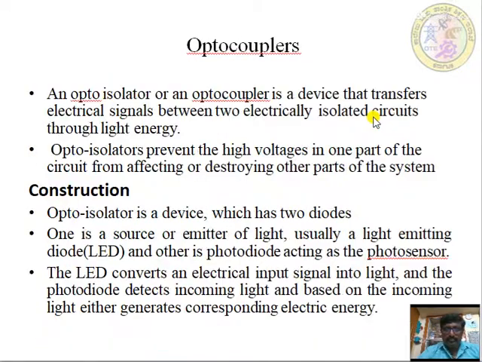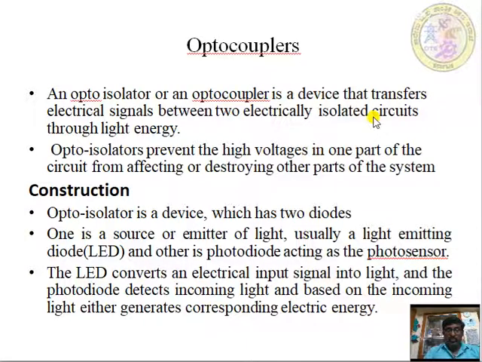Next, optocoupler. An opto-isolator or an optocoupler is a device that transfers electrical signals between two electrically isolated circuits through light energy. So optocoupler means it is passing the transfer of the electrical signal between two electrically isolated circuits through light energy. Opto-isolators prevent the high voltages in one part of the circuit from affecting or destroying other parts of the system. It is just avoiding one part of the circuit from affecting or destroying other parts of the system.